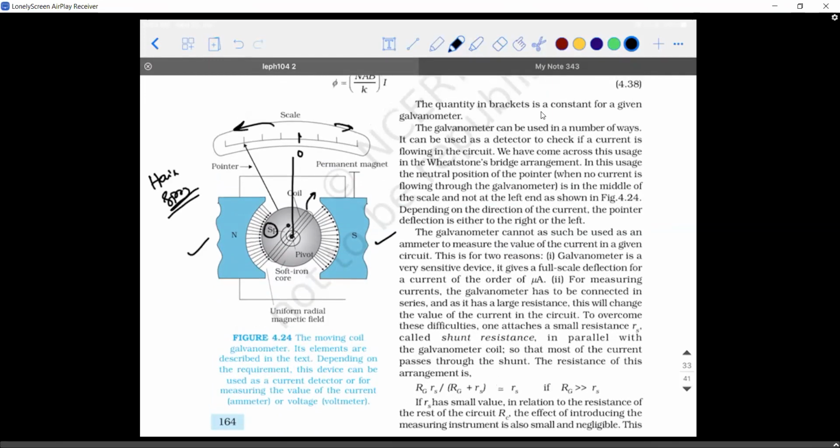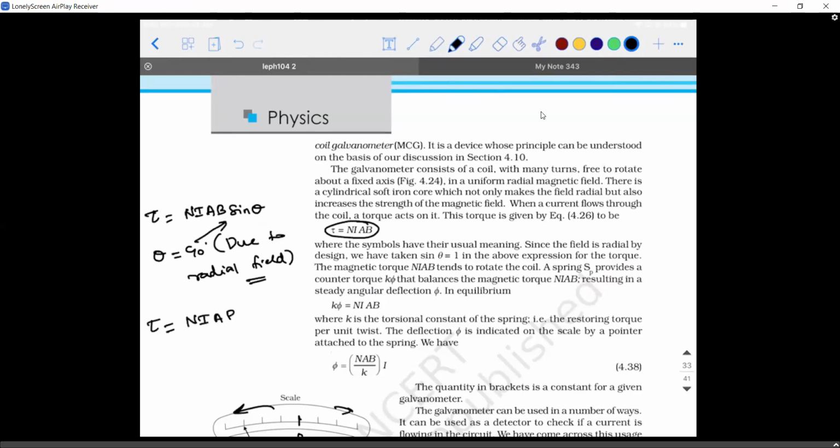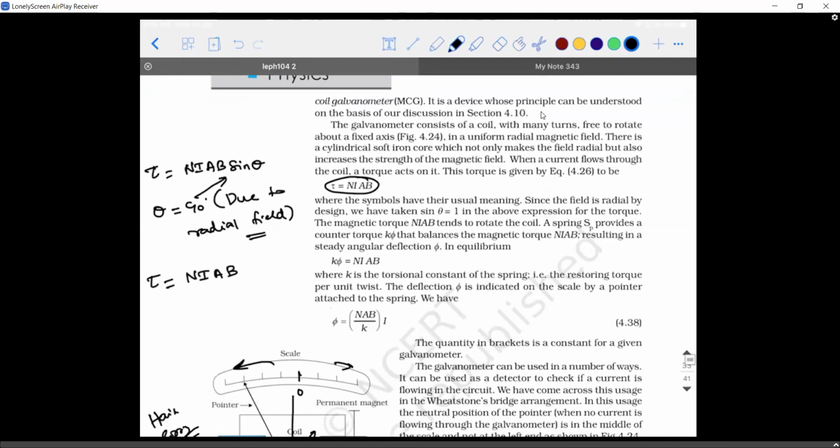Okay. So keeping all these facts in mind, can I say that the torque experienced by the coil is equal to NiA into B sine theta? And remember, theta is equal to 90 degrees due to the radial field. So please make a note of this. What is the radial field? It is a uniform field which is getting generated towards the center of the coil. Okay. Due to the radial field, theta is equal to 90. If you substitute it here, torque will be equal to NiA into B. Okay, let me call this equation number 1. So this is the torque experienced due to the current.